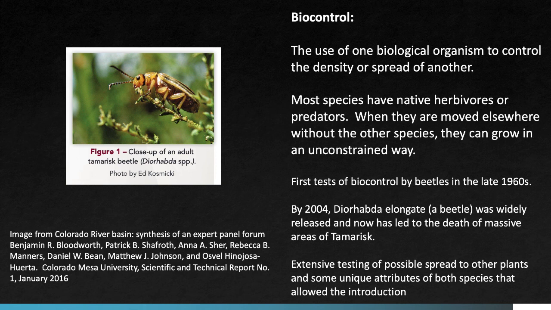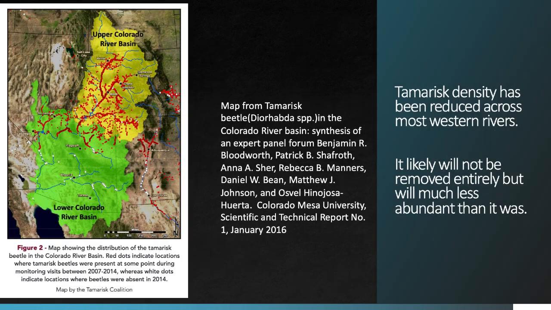Now, there are major risks with introducing yet another non-native species to a new environment. And so prior to widespread introduction, a number of federal agencies carried out a series of tests to determine whether or not this beetle would spread beyond tamarisk and become a pest for other plant populations. These tests suggested it would not, and soon thereafter it was introduced as a biocontrol measure for tamarisk. The map on this page is from a forum in Grand Junction, Colorado in 2016 and shows the distribution of introduced beetles along western riverways at this time.